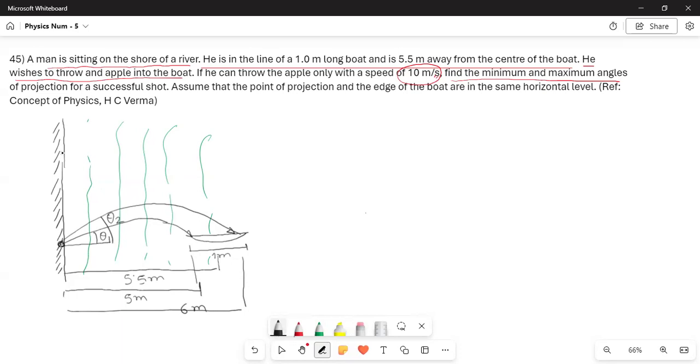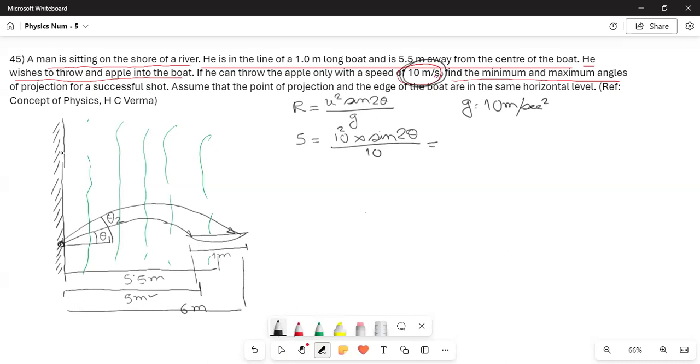To find out these two angles, we use the very known formula which says the range of a projectile R is equal to U square sine 2 theta by G. So for the near end of the boat, when the range is 5 meter, the equation becomes 5 equal to 10 square multiplied by sine 2 theta by G. Here, for convenience, let us consider G equal to 10 meter per second square.